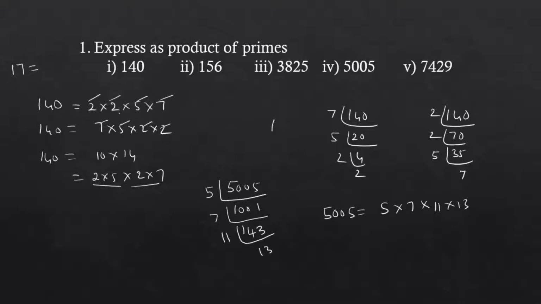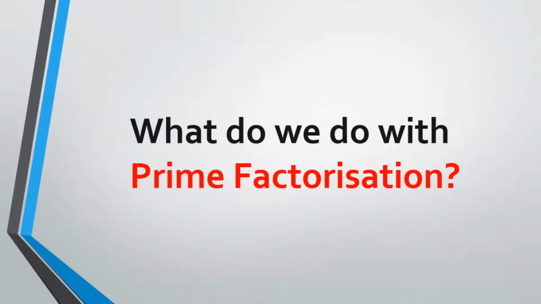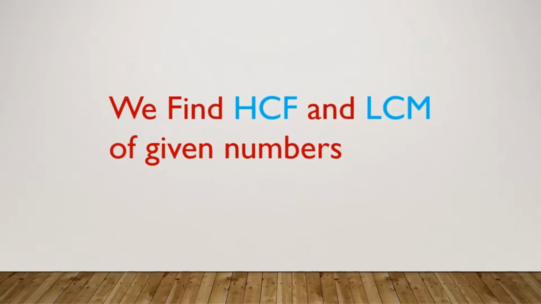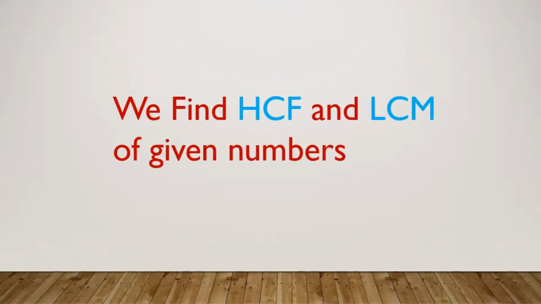Right? Okay. And what do we do with prime factorization? I asked the same question when we learned about Euclid division lemma. What do we do with Euclid division lemma? We find HCF. In the same manner, here also we're going to find HCF and LCM of two given numbers or any given numbers. How can we find HCF and LCM?